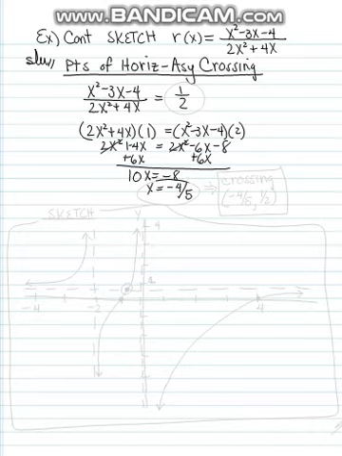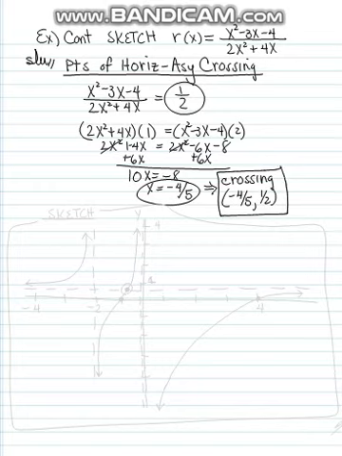Now, what does that tell us? That tells us that the crossing occurs at the ordered pair where x is equal to negative 4/5, and the y-coordinate is equal to 1/2, because remember that was y equals 1/2. That is our crossing of the horizontal asymptote. And finally, we're ready to do the sketch, taking all the information and putting it together.